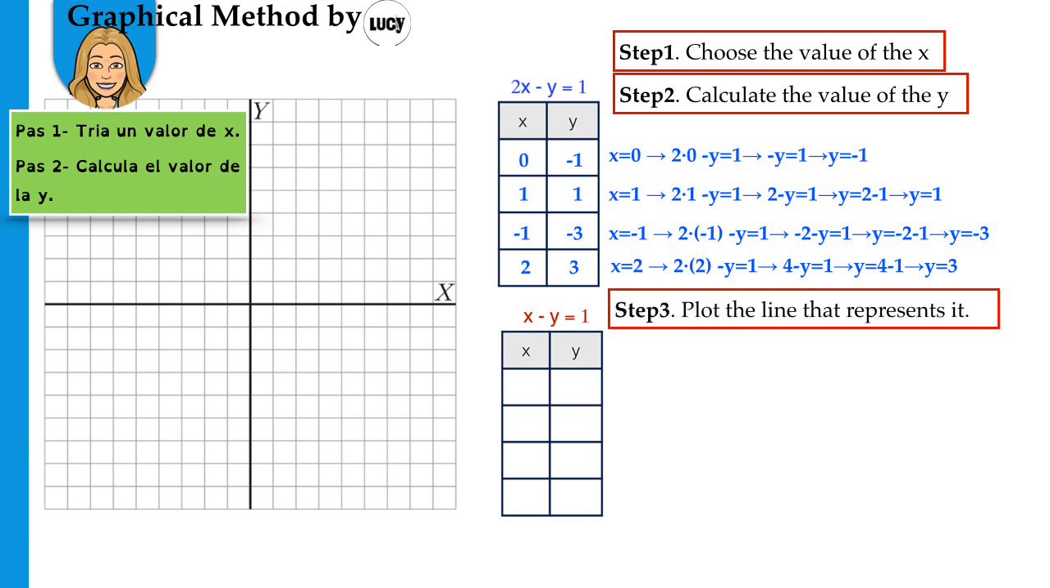Step 3. Draw the line that represents it. The first point that we calculated is x equals 0, y equals negative 1. So, on the x-axis, we find x equals 0 and go down 1 unit for y.